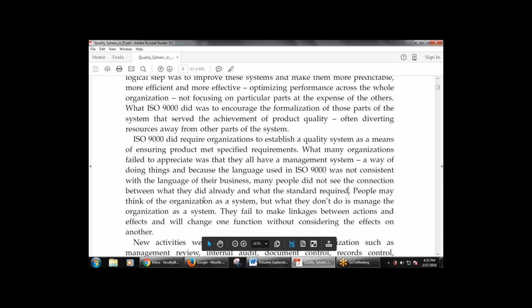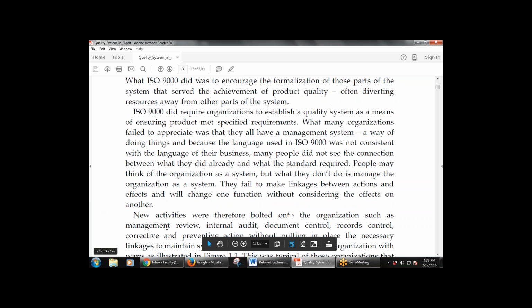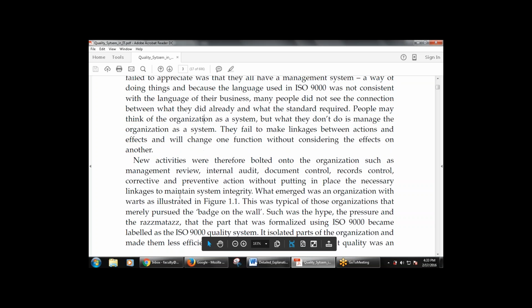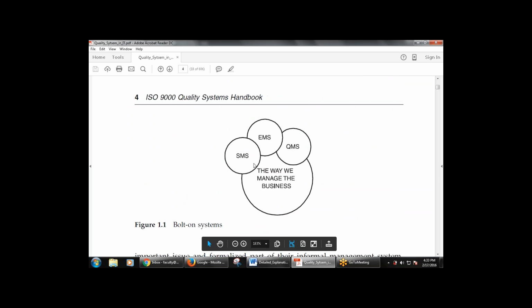And people may think of the organization as a system, but what they don't do is manage the organization as a system. That means they do not see the things of the organization as a system. They fail to make the linkages between the actions and the effects, and will change one function without considering the effect on the others. This is the way we manage the business, the way we manage the system.